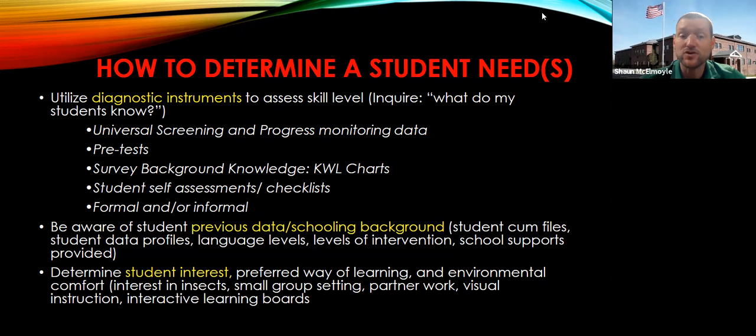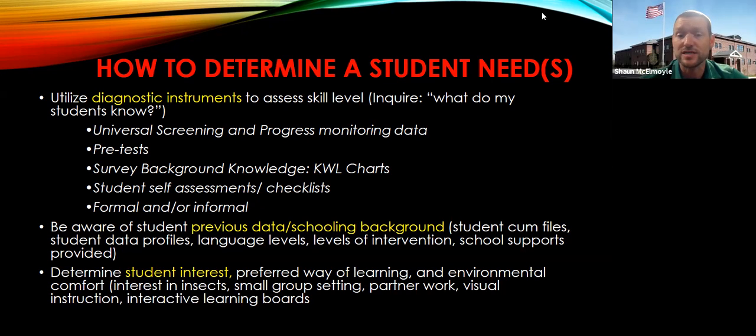So some of the examples are maybe universal screening and progress monitoring data. I'll use the area of math. It might be a general pre-test or a school-wide screener that we look at to see where our level is in the classroom, the functioning level or median level, so we can teach and provide interventions either above or below that level based on the student need, or if we need to accelerate students as well. Could be with a pre-test.